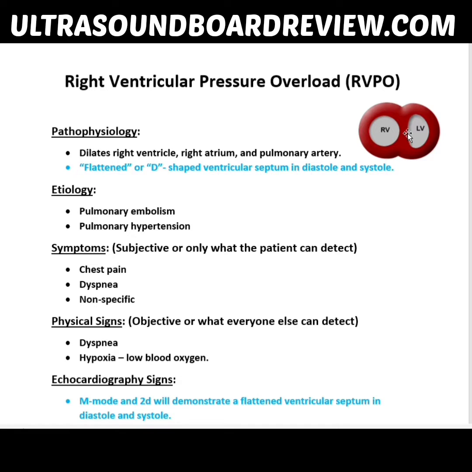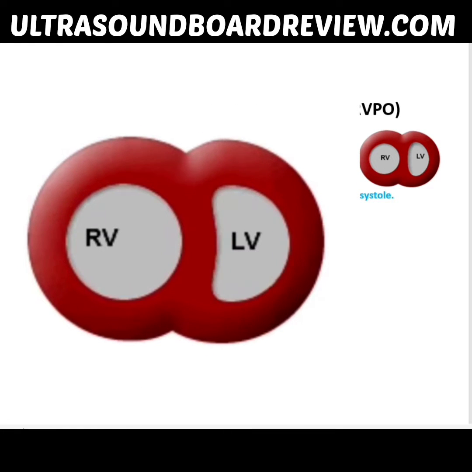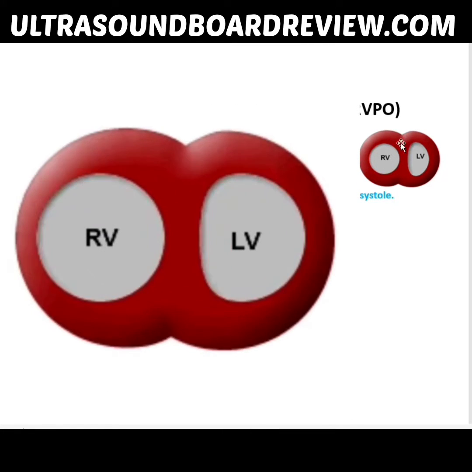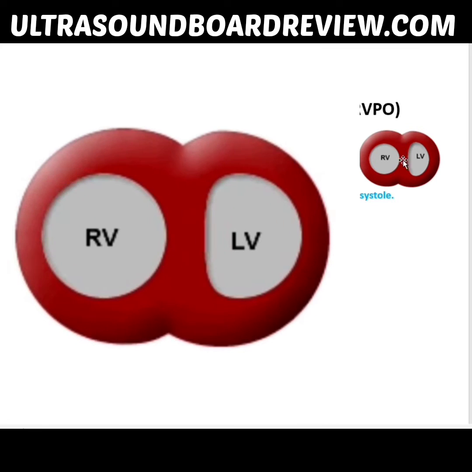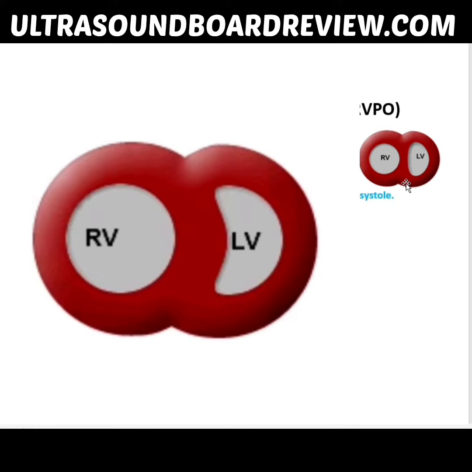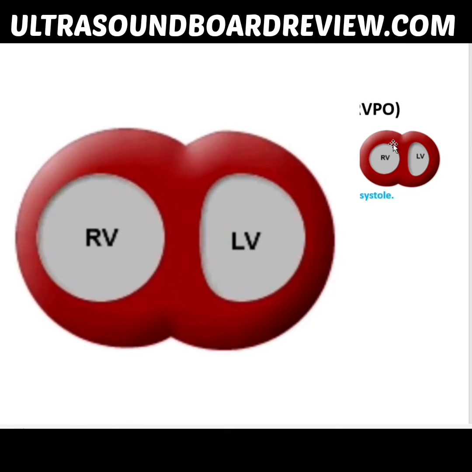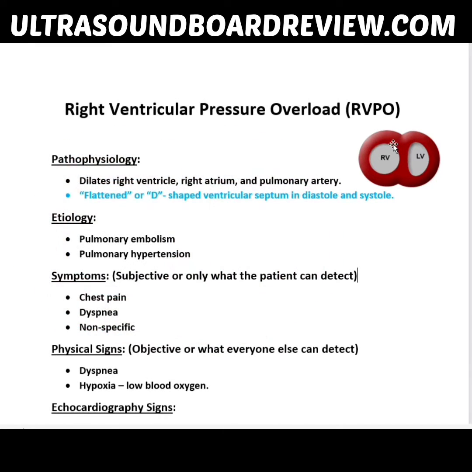Now we get to right ventricular pressure overload. So this is like a severe form of pulmonary hypertension. The difference between pressure overload and volume overload is that the septum will be flattened in both systole and diastole. The right ventricle will have like a circular shape in both diastole and systole.